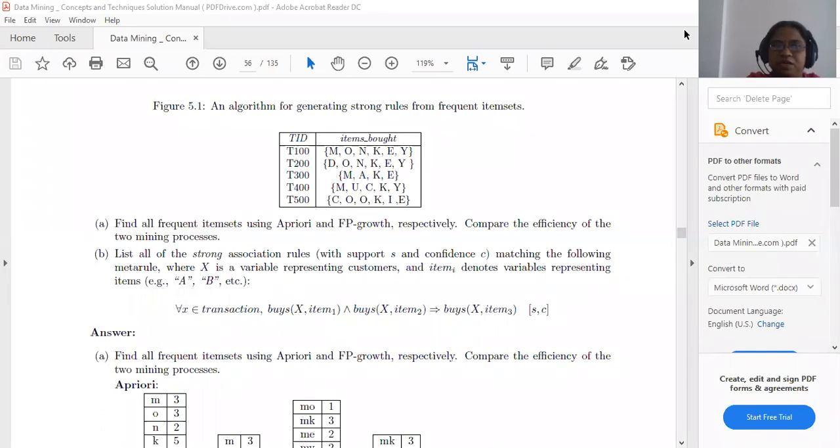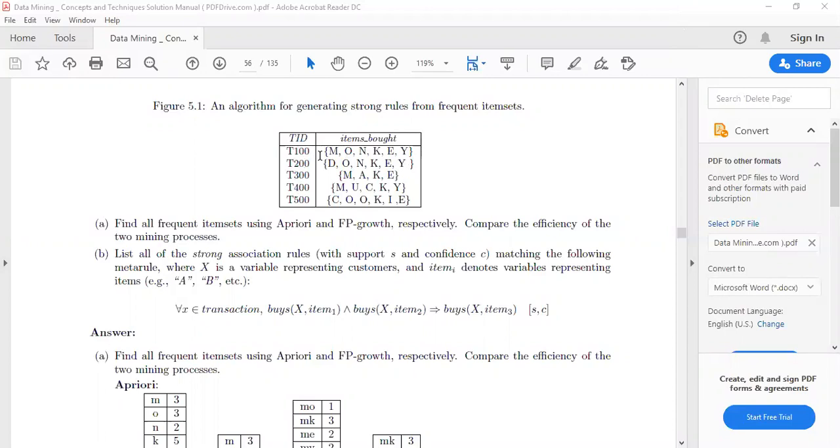See here, this is an example they have given: an algorithm for generating strong rules from frequent item sets. This is the transaction ID. You see 5 transaction IDs they have given: 1, 2, 3, 4, 5.